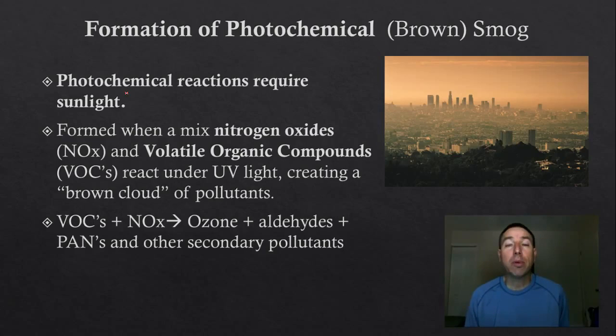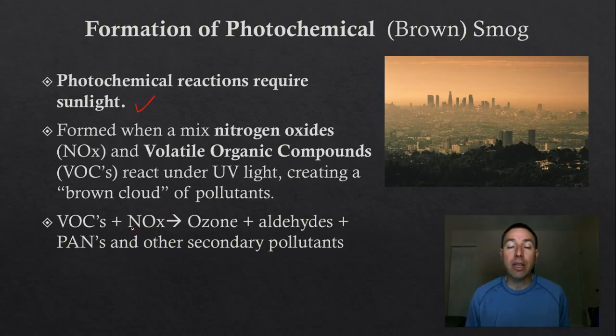First of all, photochemical smog, also known as brown smog. This smog is created when those secondary and primary pollutants start interacting with sunlight, and you must have sunlight in order to have these reactions. So when you have nitrogen oxides and VOCs, or volatile organic compounds, react under UV light from the sun, they start creating this brown cloud.